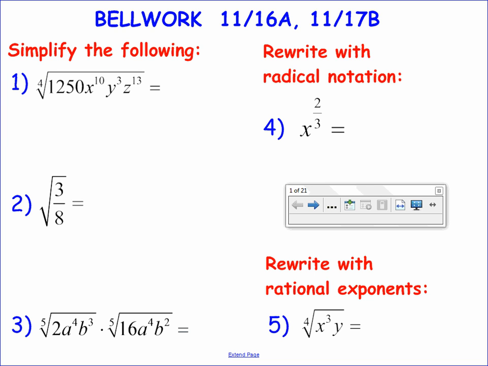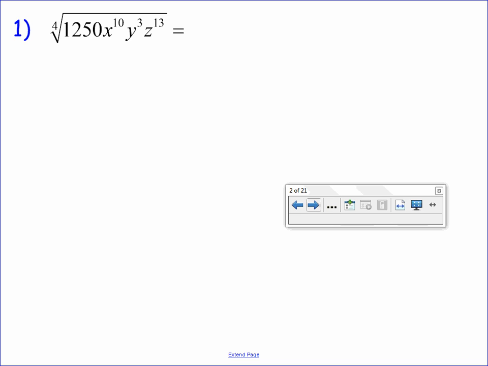Let's go ahead and get started with our discussion. So we need to be able to simplify radical expressions, right? Whether they contain numerical factors only, variable factors, or a combination thereof. So when we look at number one, we know that that fourth root isn't fully simplified if there are any perfect fourth powers hiding out inside of it. So it appears as though we can break this up into several perfect fourth powers.